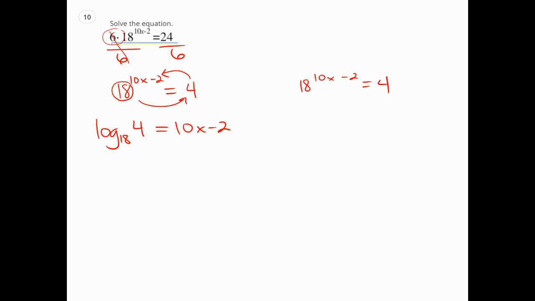So that's one version. The other version is you could just literally log both sides. So you would use a common log. It would be log base 10, and then you'd have 18 to the 10x minus 2 equals, and then log this side as well. Again, common base, so base 10.